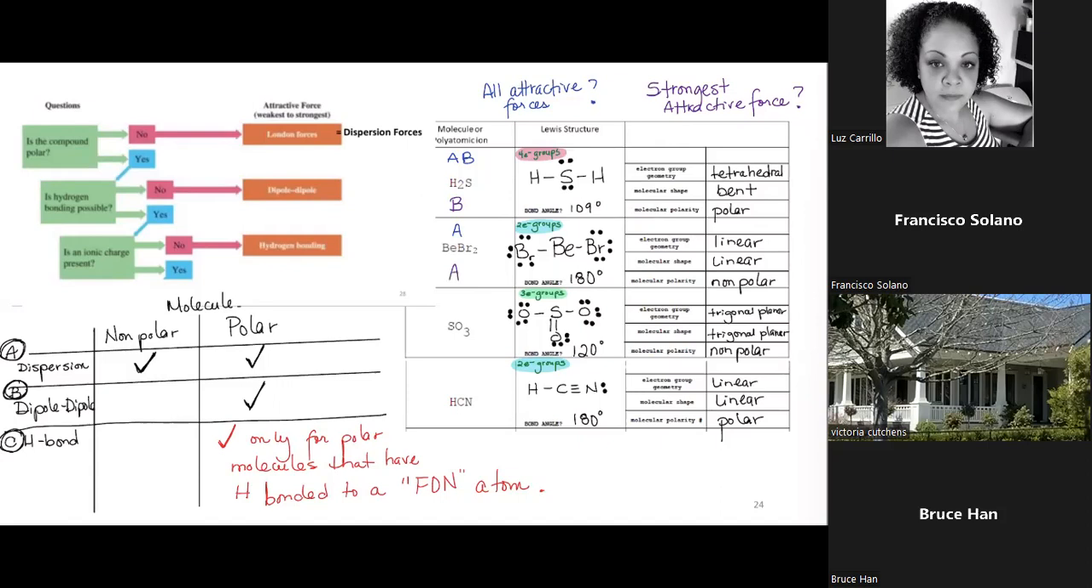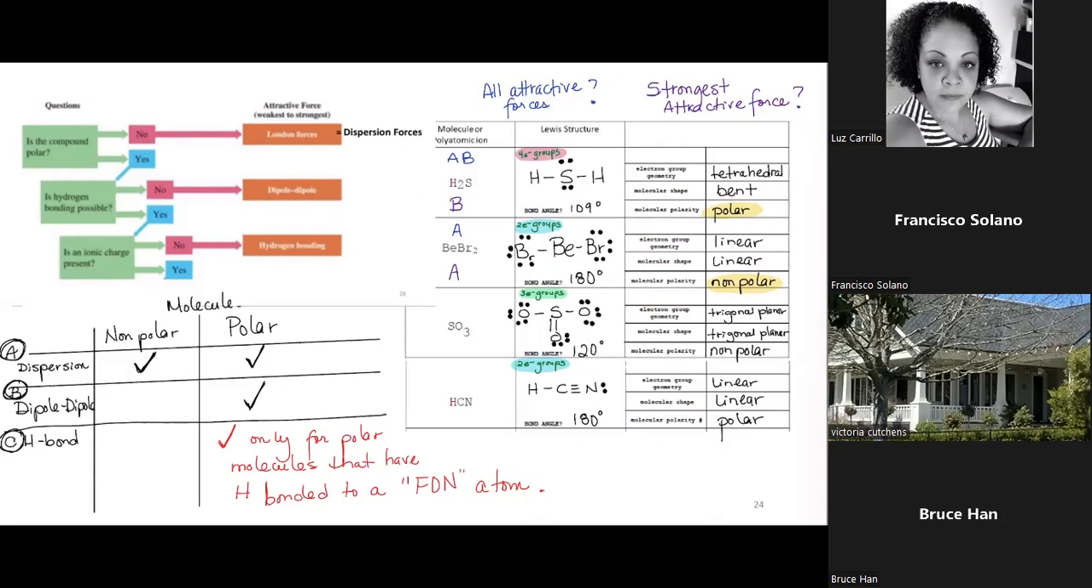Dispersion forces. For those students that may be like, I don't understand how they're following this, all we are doing is, if we look at the questions, we already know the polarity of this molecule. Notice H2S is polar. BeBr2 is nonpolar. So if we use the flow chart, okay, is the compound polar? For the case of H2S, the answer is yes. So we know that we have to move on. Is hydrogen bonding possible? The answer is no. That's why we selected dipole-dipole as the strongest attractive force. That's why the letter B was given to H2S. But as you can see, London dispersion forces, which is right above it, are also present because of electrons, okay?